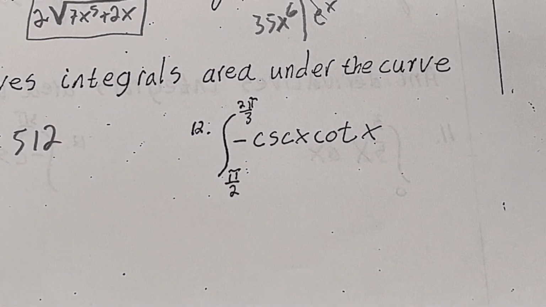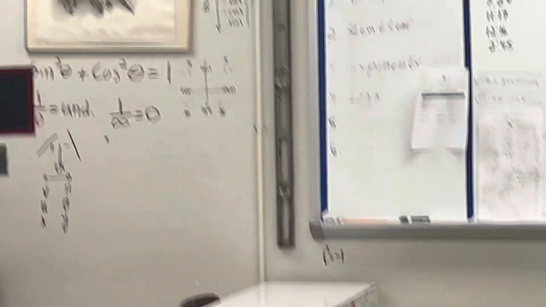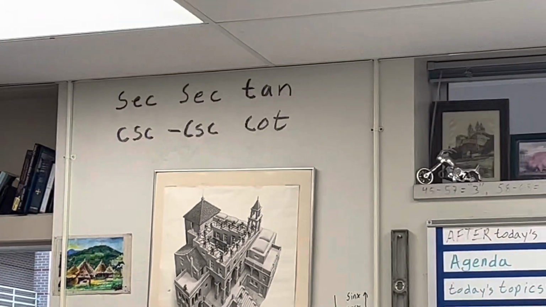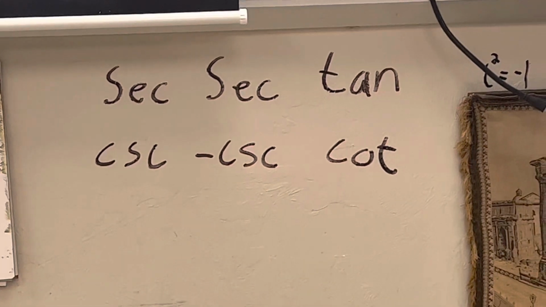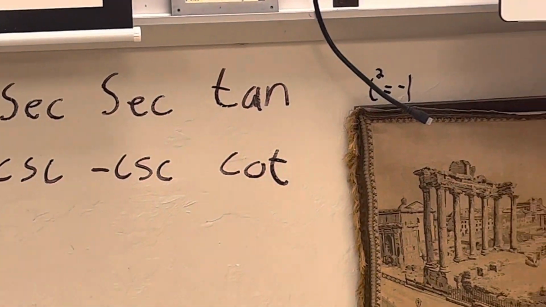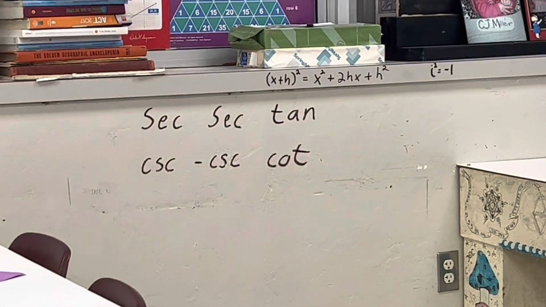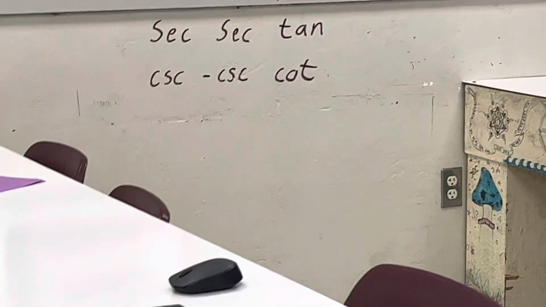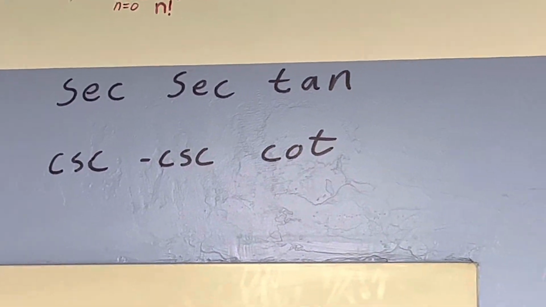You can't do that for this one. Here's the deal. Written on my walls is the note. Secant, secant, tan. Cosecant, negative cosecant, cotan. This is a very powerful note.